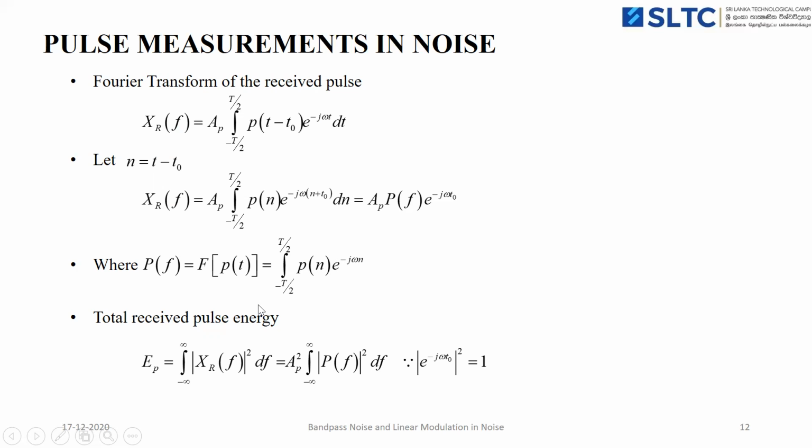Then from that received signal, we can find the total received pulse energy, which is equal to EP. To find the total received pulse energy, we integrate the squared magnitude of XR of f. So we get AP squared times the integration from minus infinity to plus infinity of the squared magnitude of P of f. Here, the absolute value of e power minus j omega t naught equal to 1.